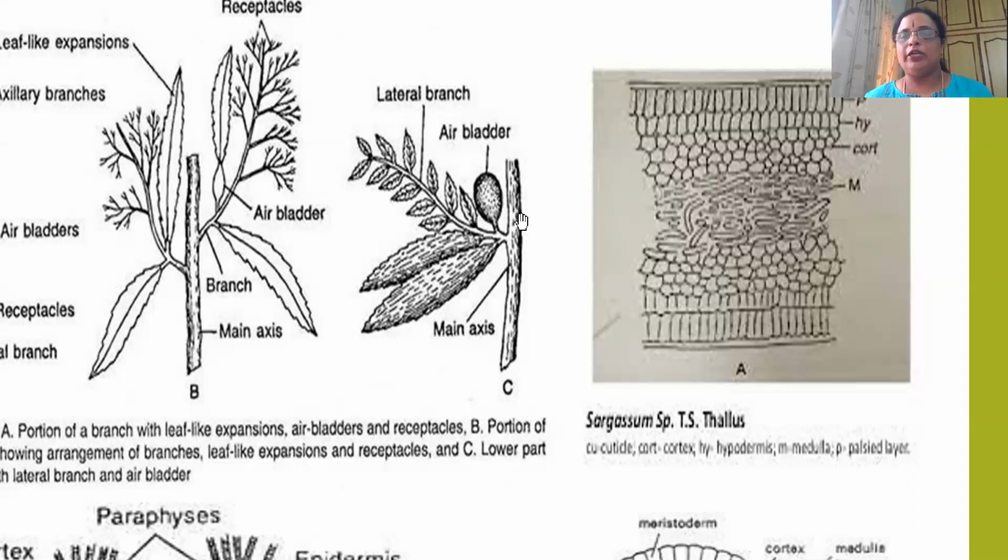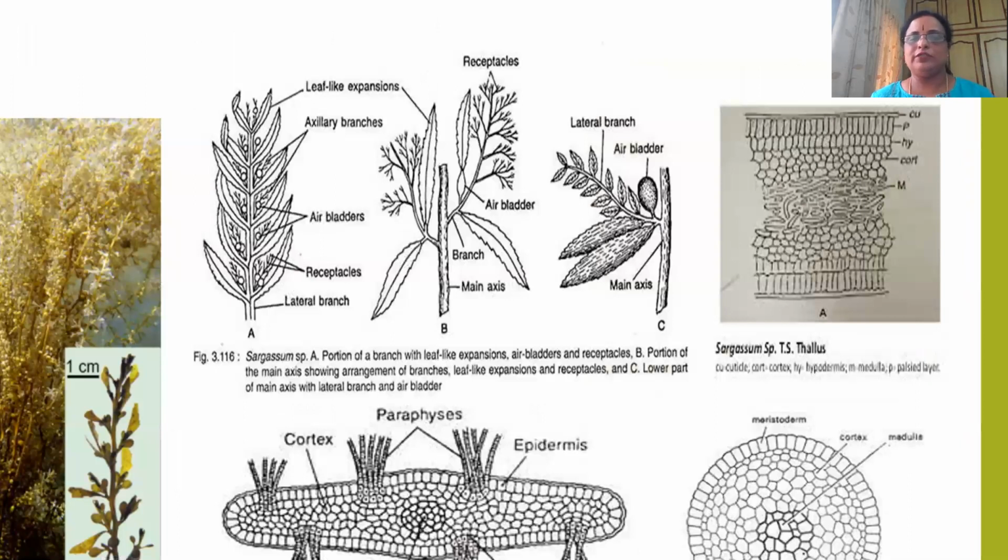And you have a cortical region. The cortical cells are slightly thick walled, and their main function is to give mechanical support to the algae. And in the middle, you can find the medulla region, where you can find loosely arranged cells. So this is about the anatomy of the thallus of Sargassum.